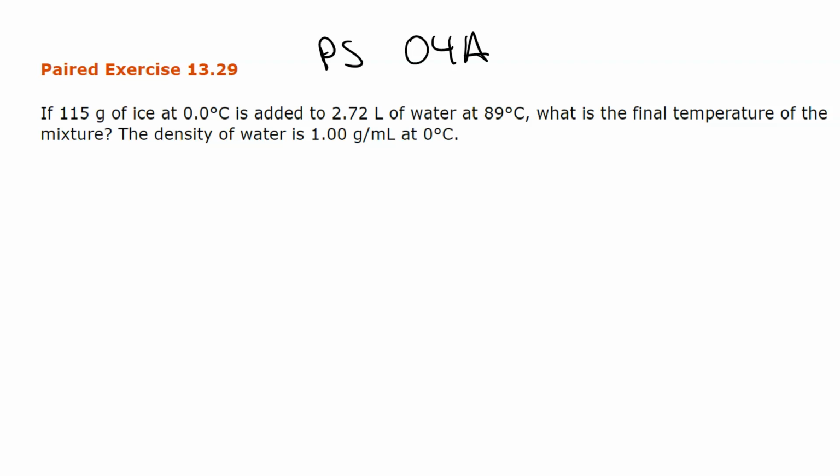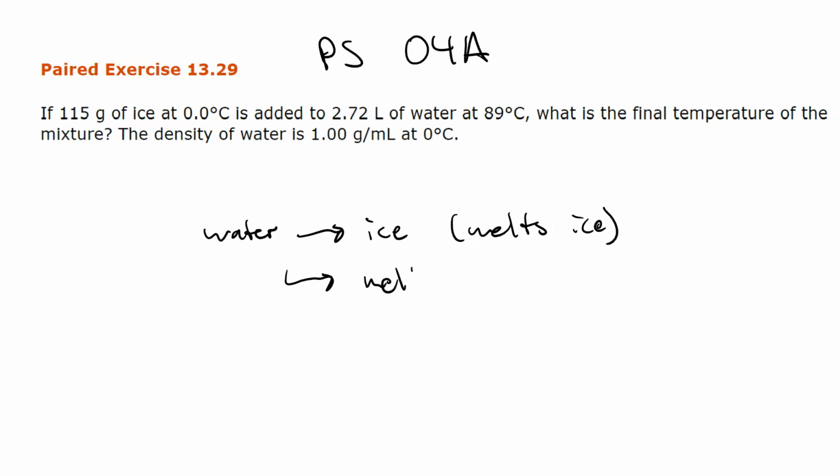Heat travels from the water to the ice. That amount of heat melts the ice. But then we also have heat traveling from the water to the melt, and that warms it up. So we have Q of melting, and then we have Q of warming. First let's figure out Q of melting, because that's easy.